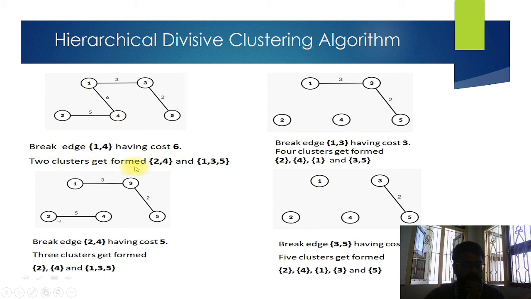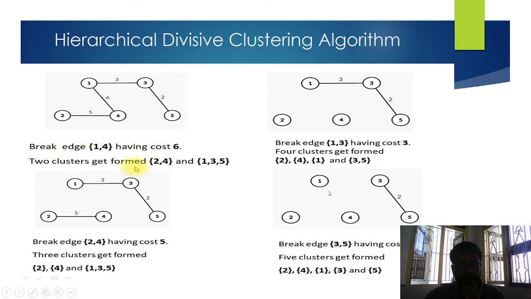But we have to continue the process since 1, 3, 5 is not a singleton cluster. Next, what do we have to break? The next largest is 1-3 with a cost of 3. So we break 1-3.